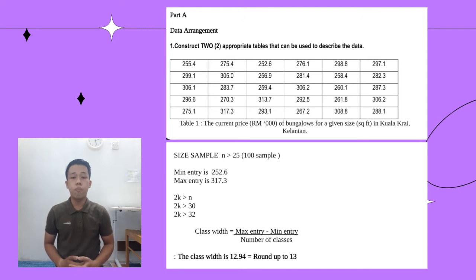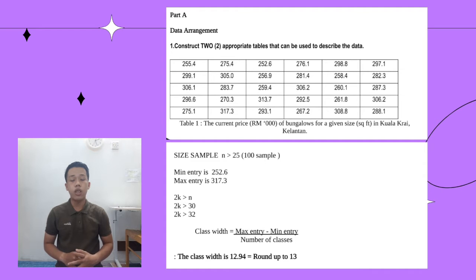I will talk about part A, data arrangement. Number 1, construct two appropriate tables that can be used to describe the data. Table 1 shows the 30 samples of the current price, rent in thousands, of bungalows for a given size in square feet in Kuala Kelantan. The minimum entry is 252.6 and the max entry is 317.3.